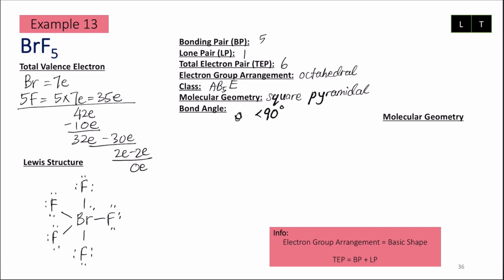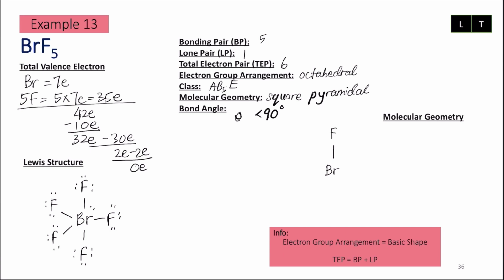So now I'm going to draw the correct molecular geometry in square pyramidal shape. We are going to start by drawing the central atom Br, and then I have 1 in plane attached to fluorine.